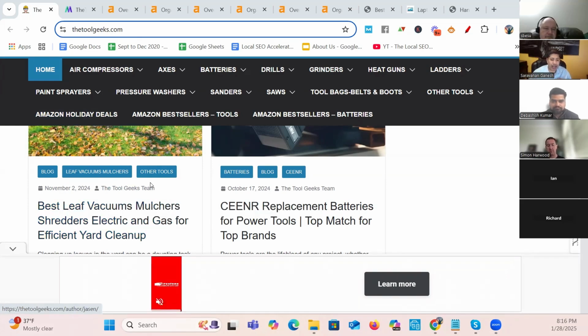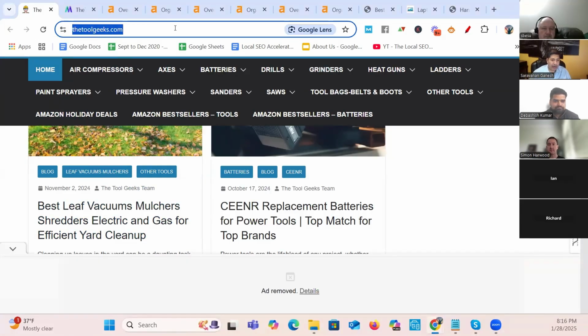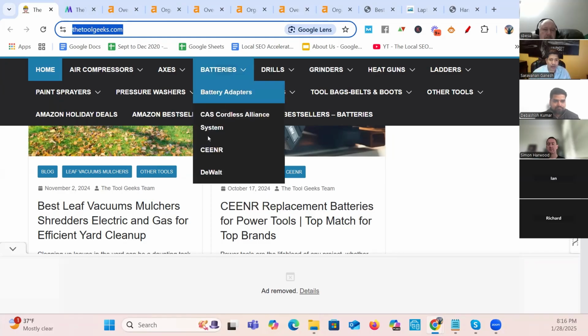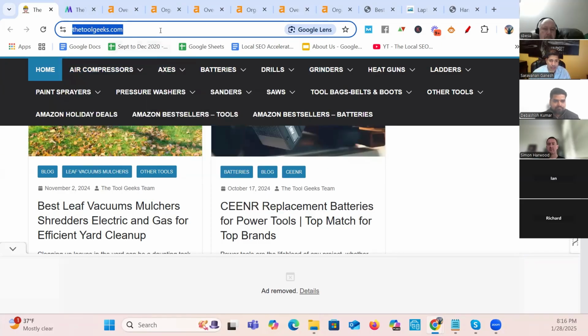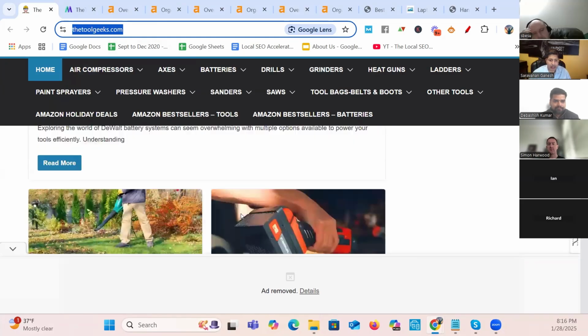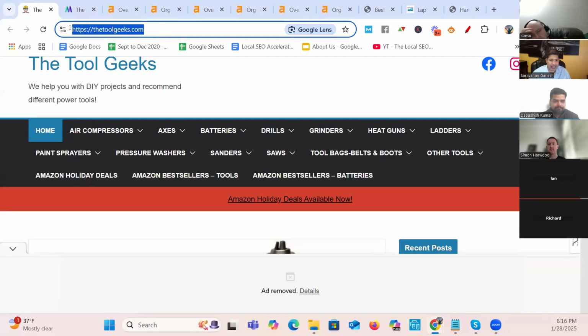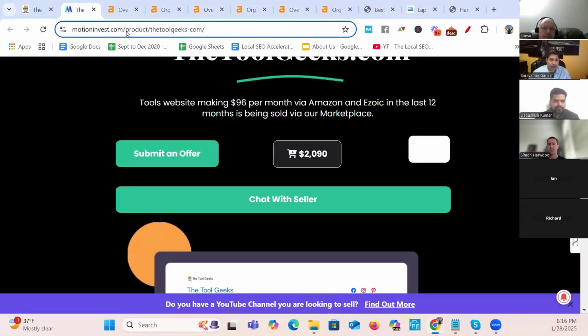somebody buys that. So as an example, this is a website that Simon found that's for sale. There are different platforms like Flippa, Empire Flippers, and MotionInvest.com where they sell these websites. So this is one website. From the information Simon gave, this person is selling it for $2,100, $2,090.